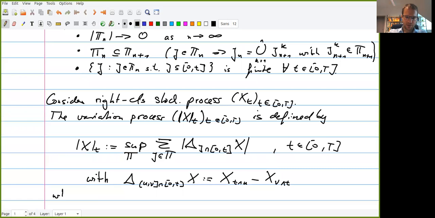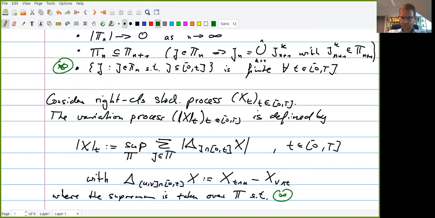And to have everything well defined, the supremum is taken over partitions pi such that this star condition holds. Otherwise the sum might not be well defined, so we only take finitely many points.